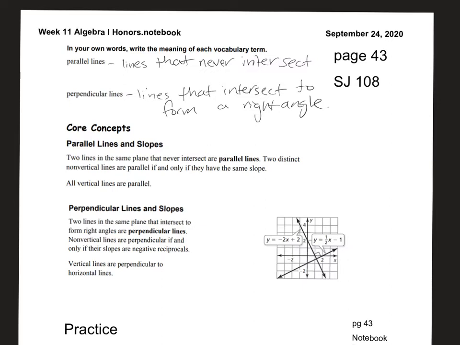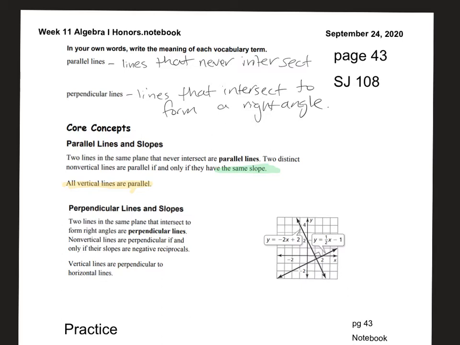Parallel lines, of course, like we said, will never intersect. And you need to remember all vertical lines are parallel. The main thing from this lesson that you need to know about parallel lines is they have the same slope. So when you write the equation of two lines that are parallel and you're given different information, you need to remember that they have the same slope.